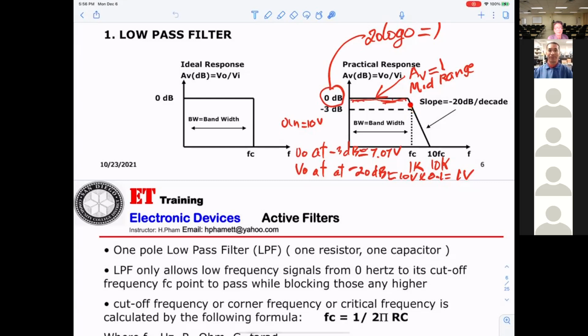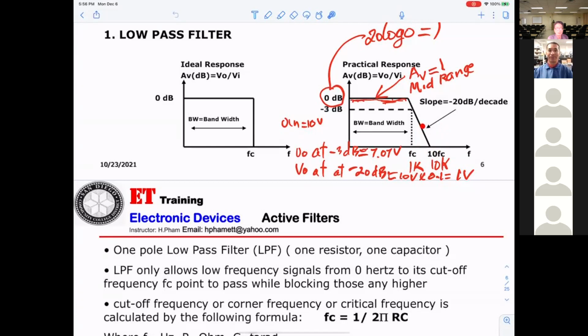Okay. And also they said the slope is minus 20 dB per decade. What does that mean? That means if you increase the frequency to 10 times the cutoff, I gave you the example, FC is 1 kilohertz, 10 times FC means 10 kilohertz. So at 10 kilohertz, the output will go down 20 dB.